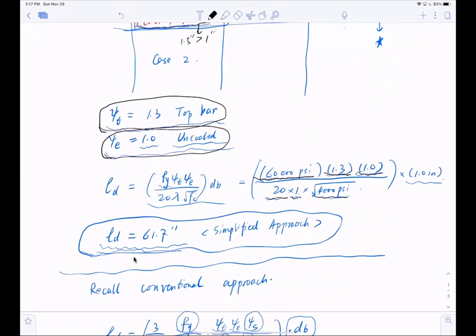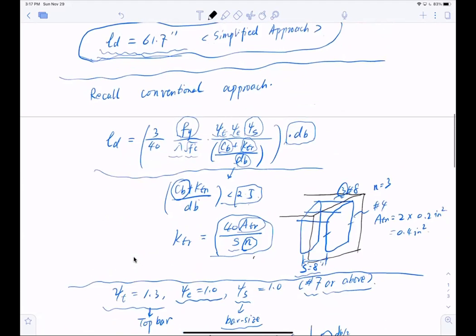I have 4,000 psi, which is the concrete compressive strength, multiplied by the bar size, dB, because it's a number 8, so I have 1 inch. So plugging these numbers, I calculated the development length. In this case, is ld equal to 61.7 inches. Okay, so compare with the conventional approach, right?